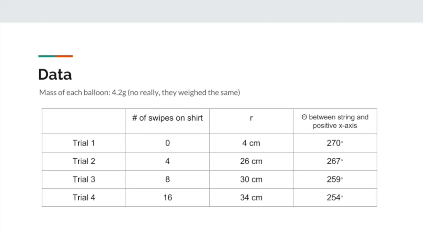This chart shows the data for the R and the angle between the string and the positive x-axis for each trial. From this information, we can see that as the number of swipes on the shirt increased, so did the R. In addition to this, as the number of swipes increased, the angle between the string and the positive x-axis decreased. Hence, the balloons moved further apart as swipes increased.